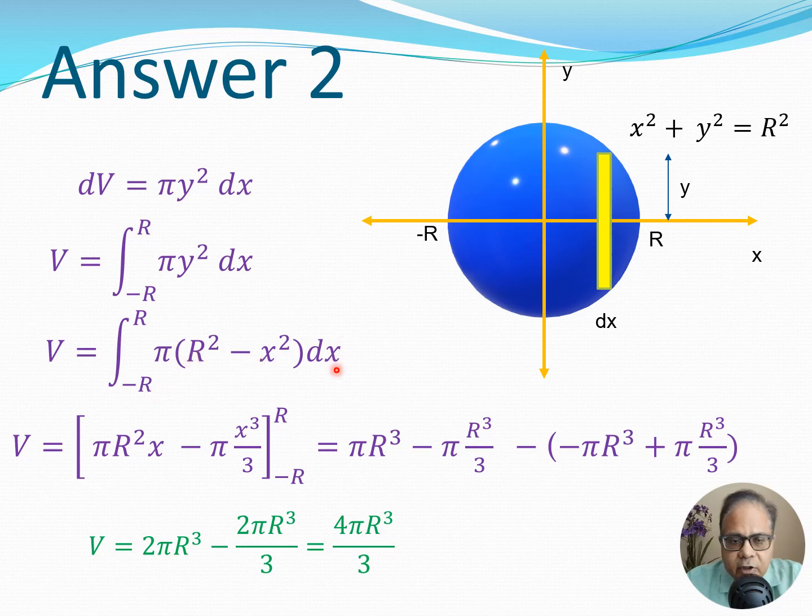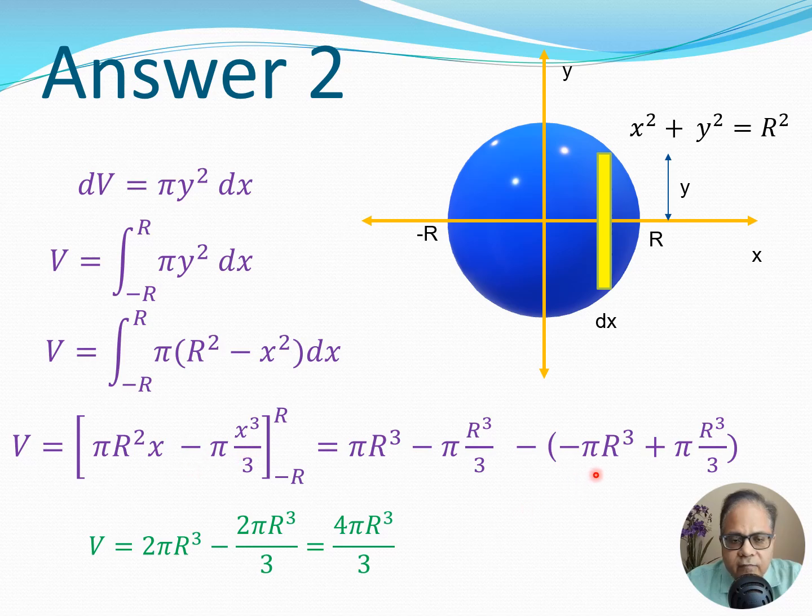So we get this particular expression for the volume, and now I can very easily do the integration problem. So this pi r square term simply becomes pi r square x, and the negative pi x square becomes negative pi x cube by 3, and the integral bounds are minus r to r. So if I now put the value of r here in this particular expression, I will get pi r cube minus pi r cube by 3, and I have to then subtract this from the value of this expression when I put x is negative r.